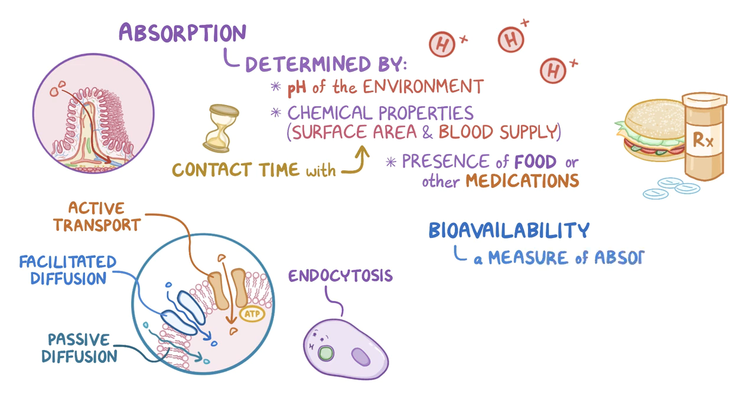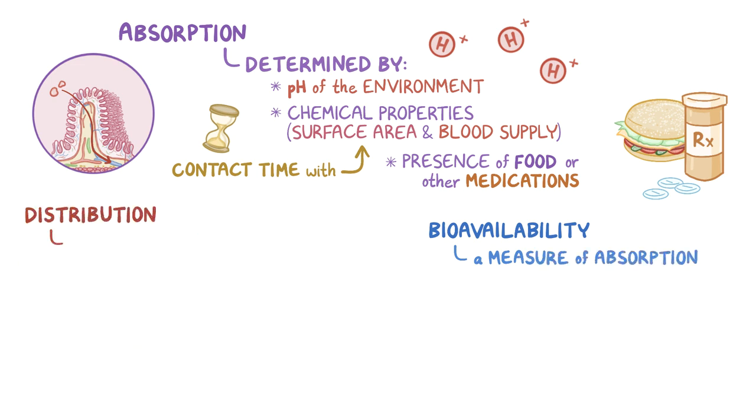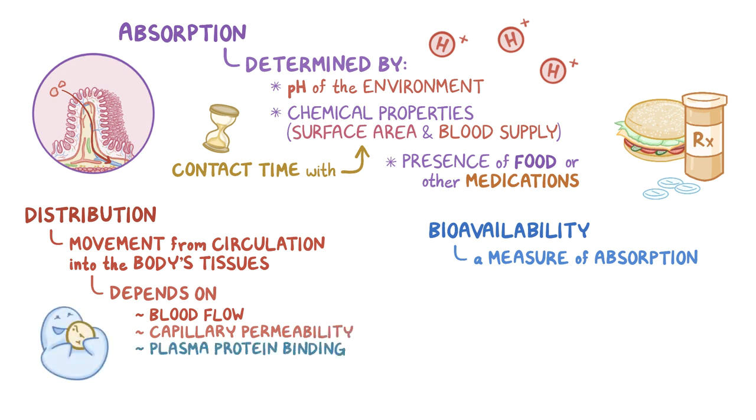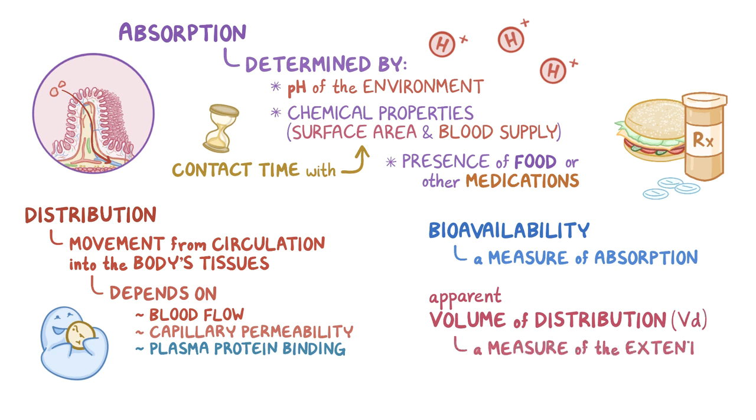Bioavailability is a measure of the absorption, and distribution is the movement of a medication from the circulation into the body's tissues, which depends on blood flow to tissues, capillary permeability, and plasma protein binding. The apparent volume of distribution is a measure of the extent of the distribution.